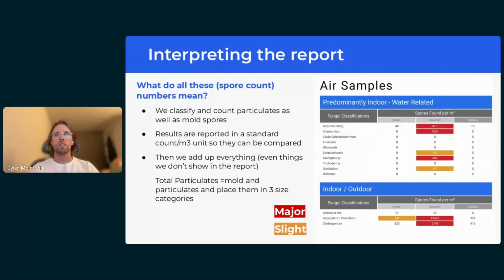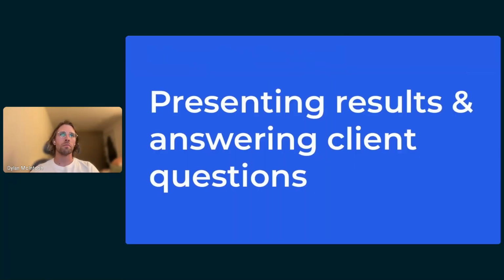The numbers on these reports can be very confusing to some people. They all get counted in a unit called spores per cubic meter, so they can be compared to each other between samples and to the outdoor reference sample. There are numbers for the individual spore classes, the individual particulate classes, and total counts as well. Issues can be detected on a class level or a total level. If the sum of all the mold there is significantly different than the reference samples, it may also trigger an elevated result.